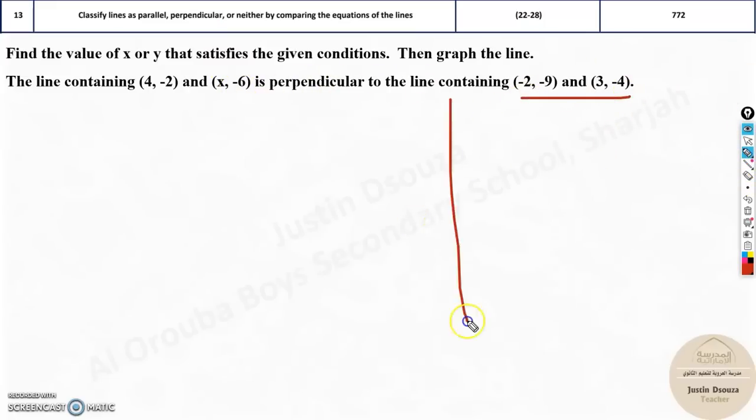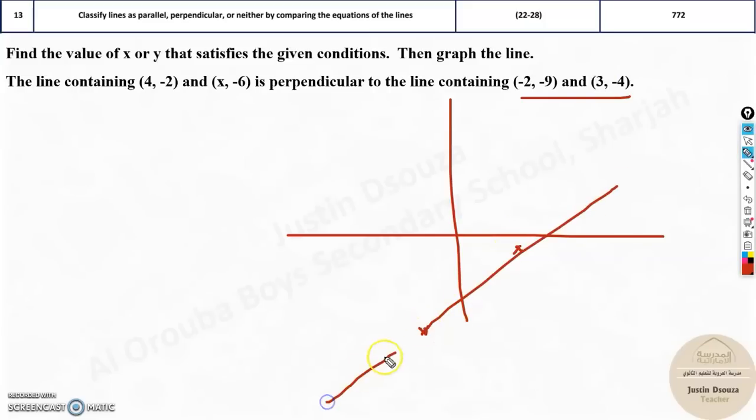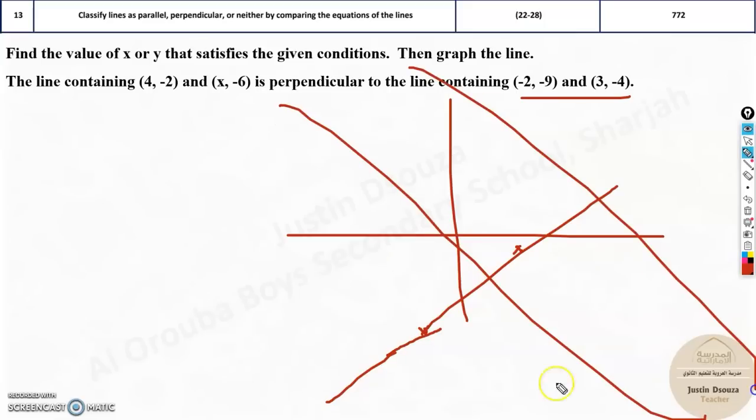Now they have told there is 2 points. Where is minus 2 and minus 9? Somewhere over here. And we have 3 and minus 4 somewhere over here. So this is one line. We have to draw a line perpendicular to this. It will be something like this, right?